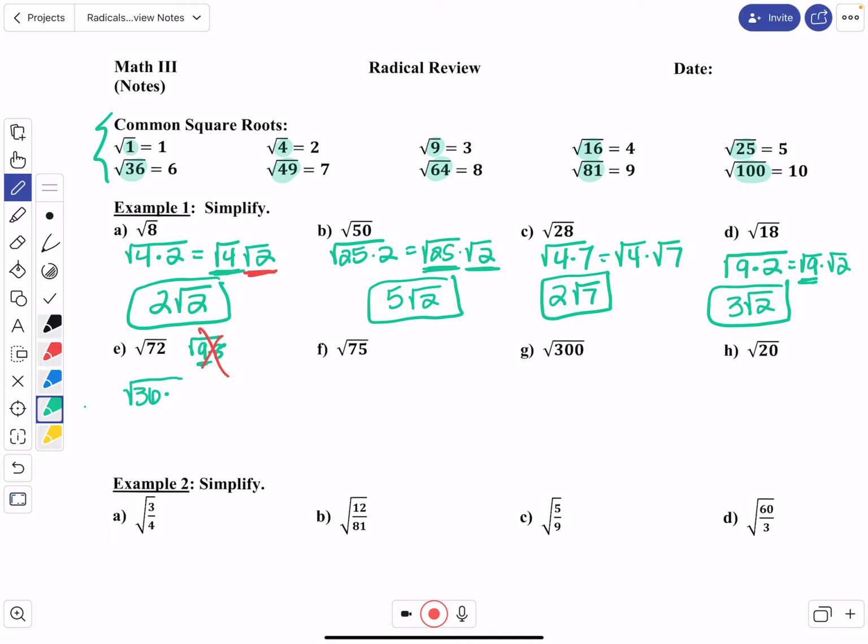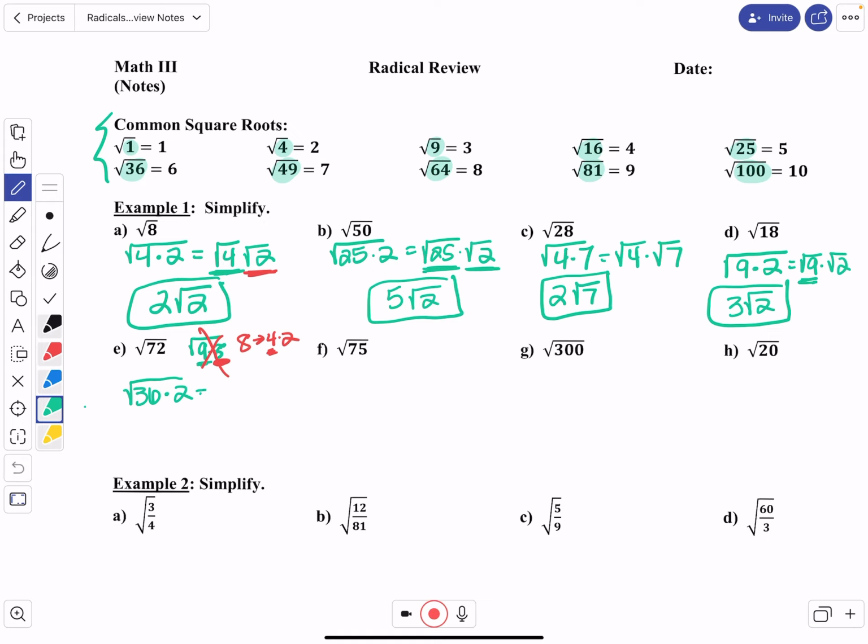36 times 2 actually gives us 72. You always want to use the biggest. And the reason, if I go back up to this one, the reason this doesn't work is because 8 itself has a perfect square in it. 8 has a 4 and a 2, where 4 is a perfect square. So you would have to continue to break that down. So that's why you always want to try to find the biggest one possible.